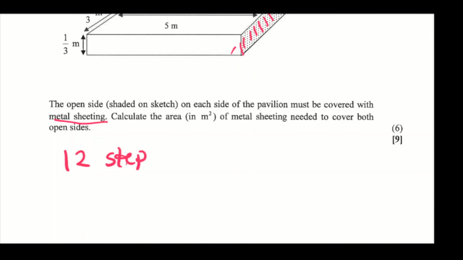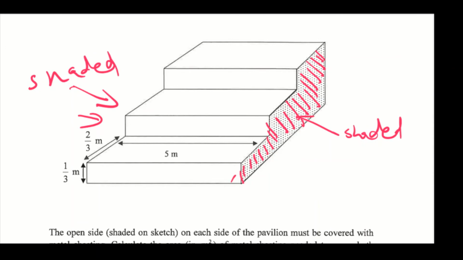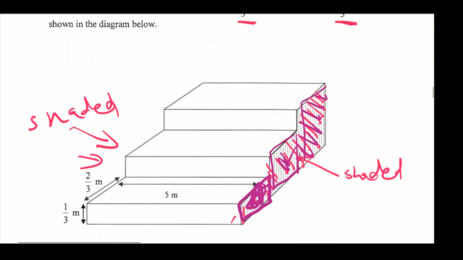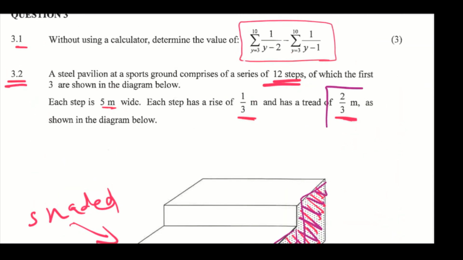Those are the total steps, right? Because here this would be the first step. If I were to highlight, this would be the first step, right? And this would be the second one, this would be the third one, just like that. So we're having a total of 12 steps, right? And another thing is that the thread of the steps is 2/3, and the rise is 1/3, right?